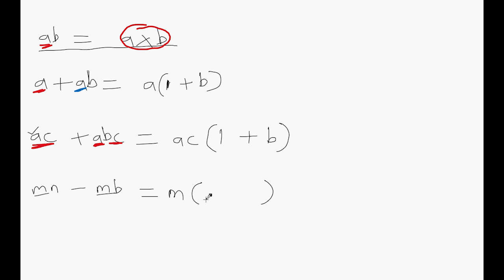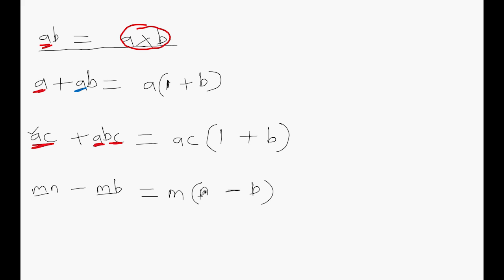Now the goal is to find what you would multiply by M to get back Mn, and what you would multiply by M to get back negative MB. If you look closely, you just multiply by an N to get Mn, and you multiply by a negative B. Again, you maintain the sign. You multiply by a negative B in order to get back your negative MB.